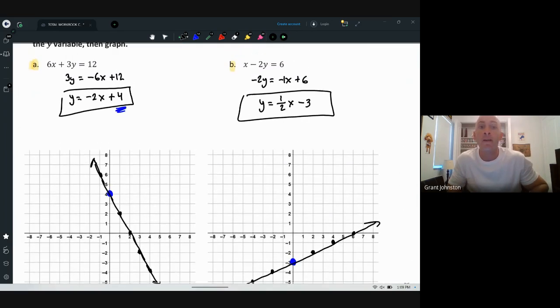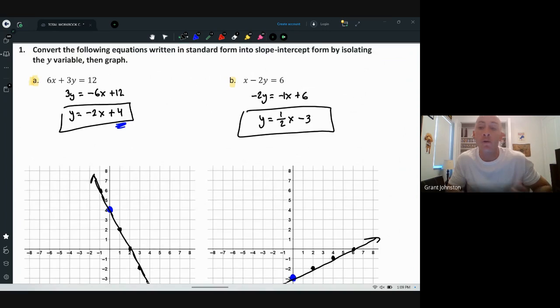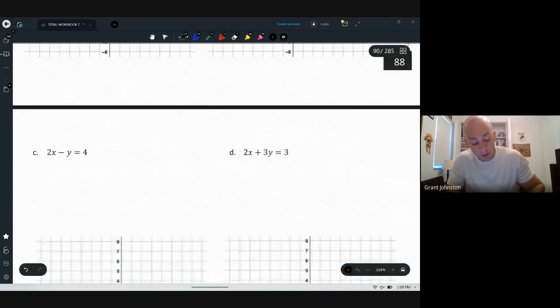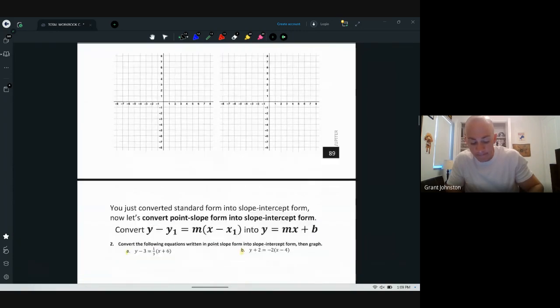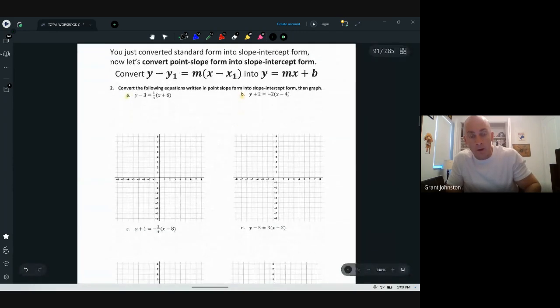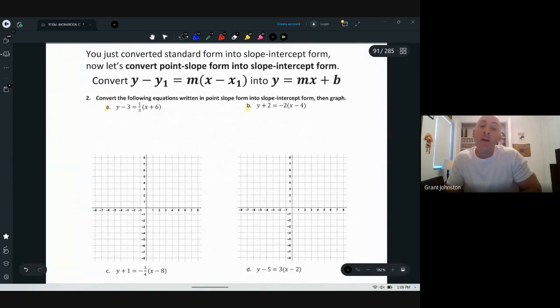So that's converting standard form. That's how you convert standard form into slope-intercept form. I'll let you do this page, C, D, E, and F. Okay. You just converted standard form into slope-intercept form. Now let's convert point-slope form into slope-intercept form.